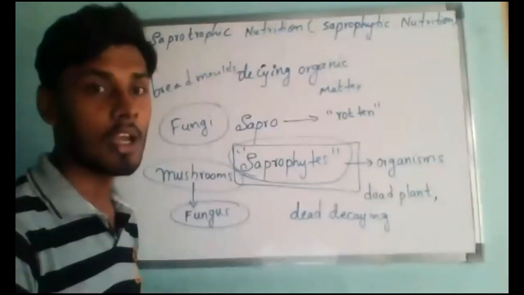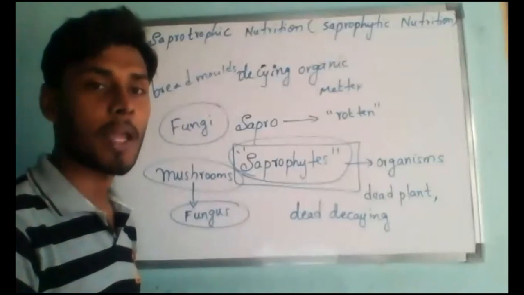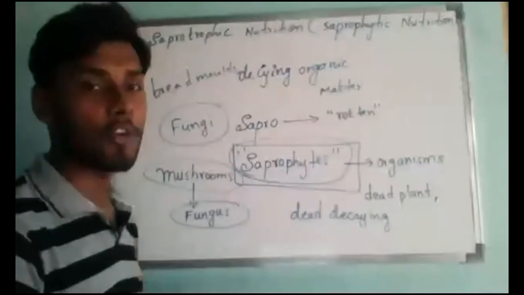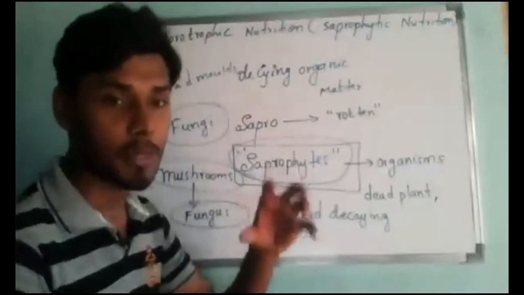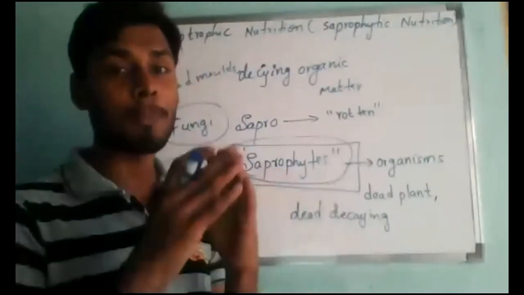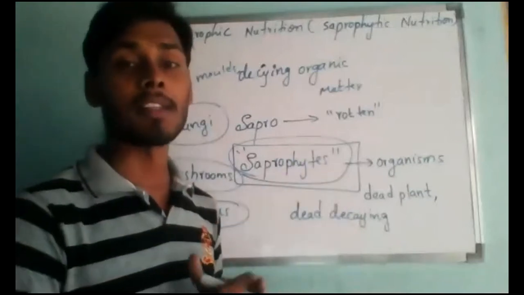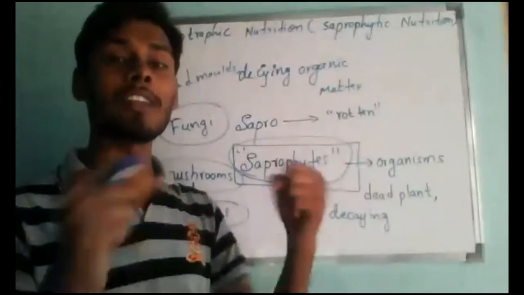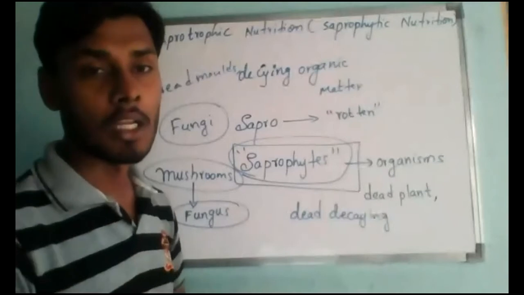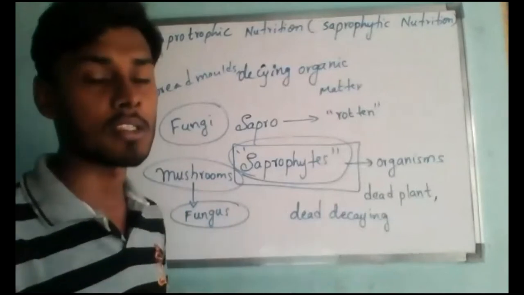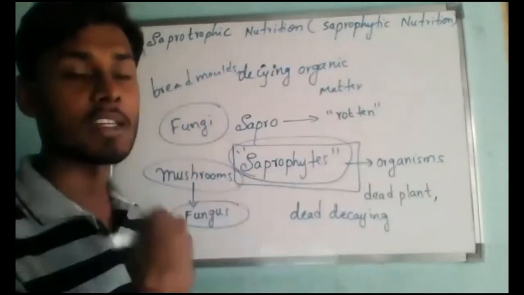Understand? The saprophytes are the plants which feed on dead and decaying organic matter. That's it. These saprophytes break down complex organic matter, like our dead body and other very complex substances. They break down these complex organic molecules present in dead and decaying matter and convert them into simpler substances outside their body. These simpler substances are then absorbed by the saprophytes as their food.